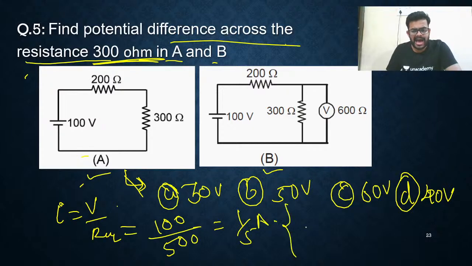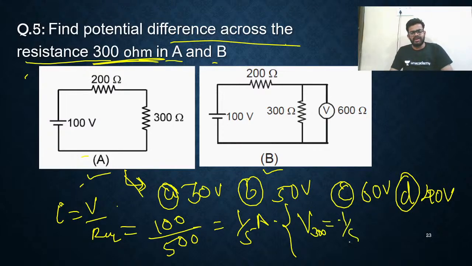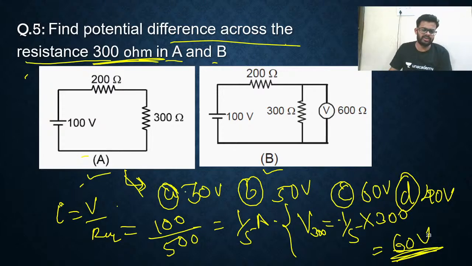Now the potential difference across 300 ohms. Directly you can say I into R. So I is 1 by 5 into resistance 300 ohms. So you are getting 60 volt. So 60 volt is the potential difference across 300 ohm in the first circuit. Very good.